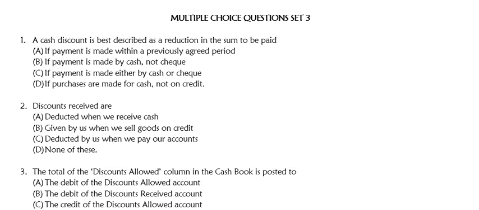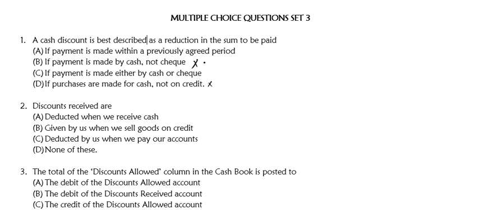Let's get started. A cash discount is best described as a reduction in the sum to be paid, if payment is made within a previously agreed period. If payment is made by cash or not check, this is wrong. If payment is made either by cash or check, this is right. If purchases are made for cash, not on credit, this is wrong.